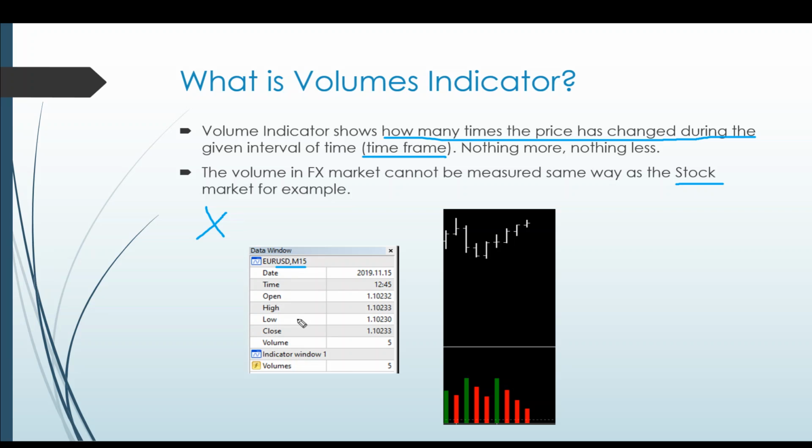So let's go ahead and repeat that again. We have a Euro-dollar 15-minute chart. Currently, on this bar, right here, the current bar, we see that volumes shows 5. What does that mean? That means the price changed during the time passed. So let's say this bar opened, I don't know, 3 minutes ago. That means the price changed 3 times during that interval of 3 minutes. Okay, it's not contracts, it's not a real volume as we have in stocks or any other market which is measurable. This is price changes.